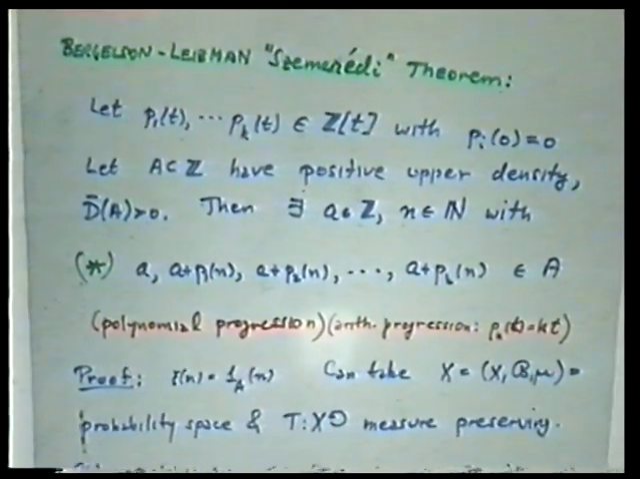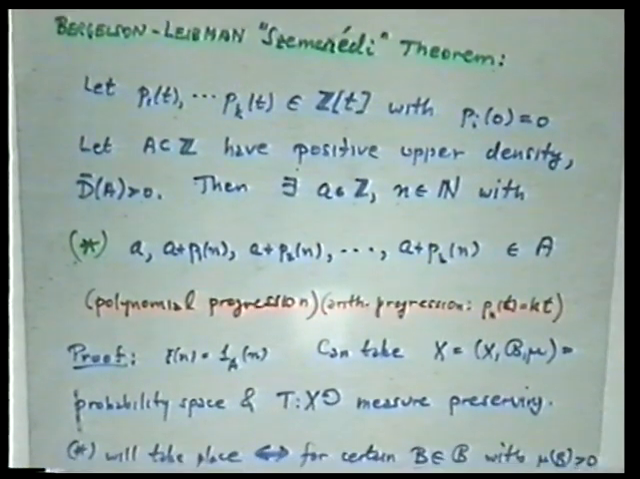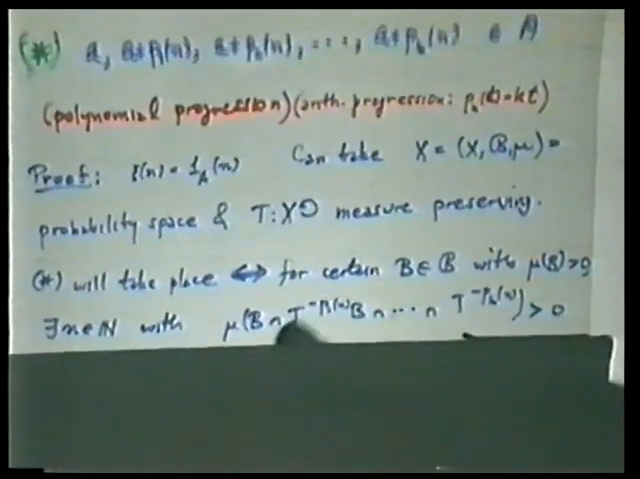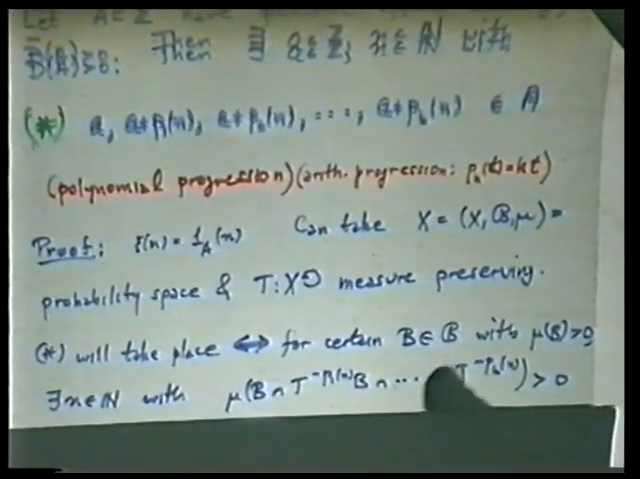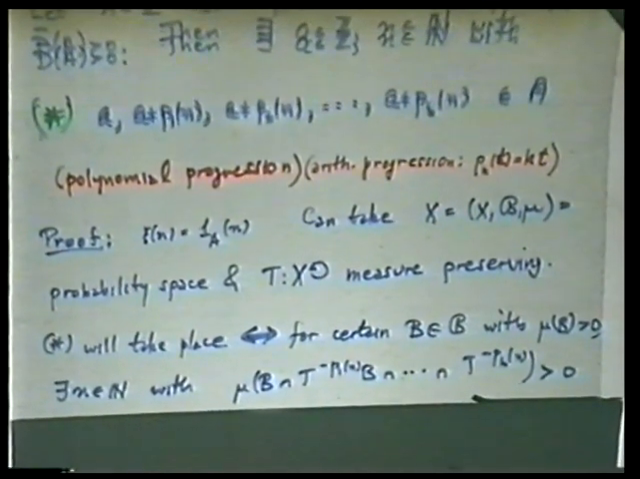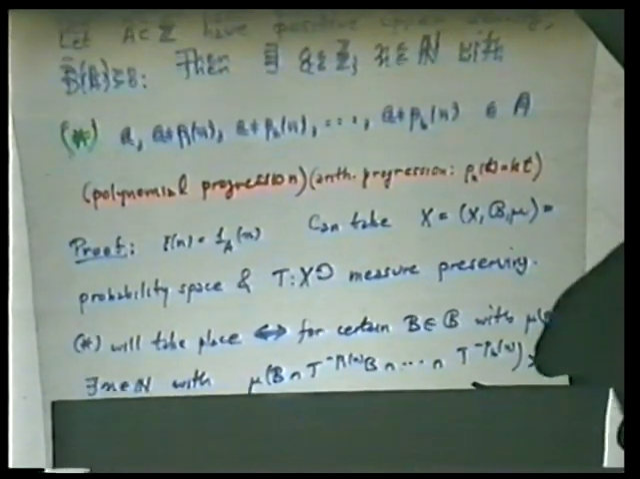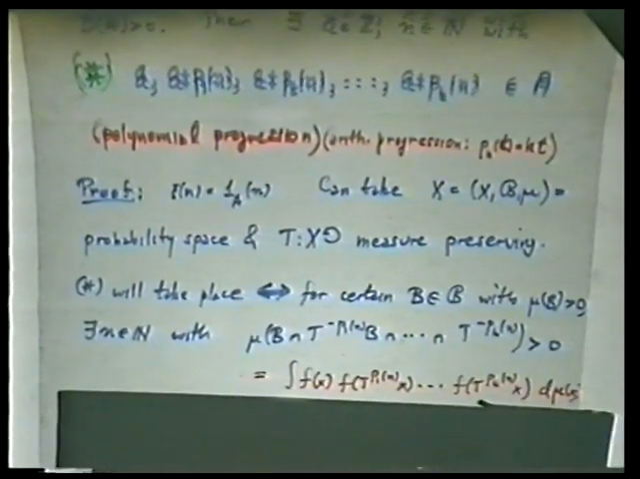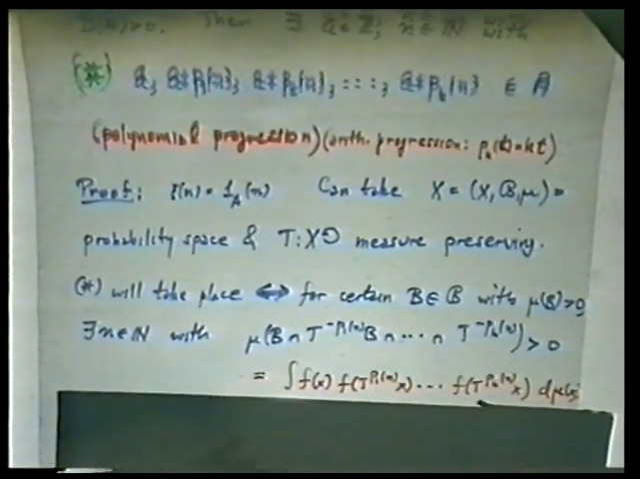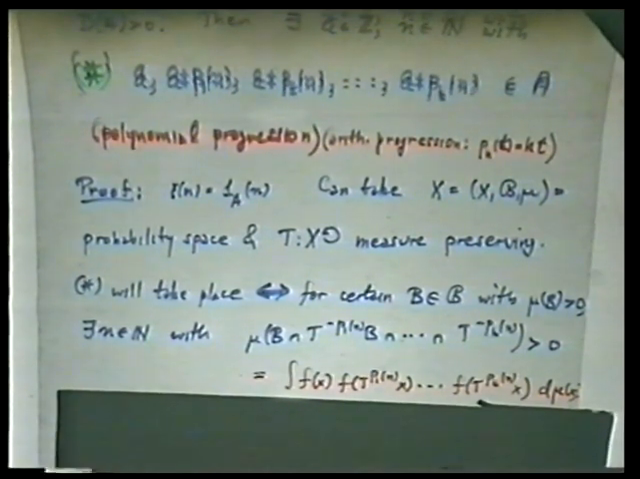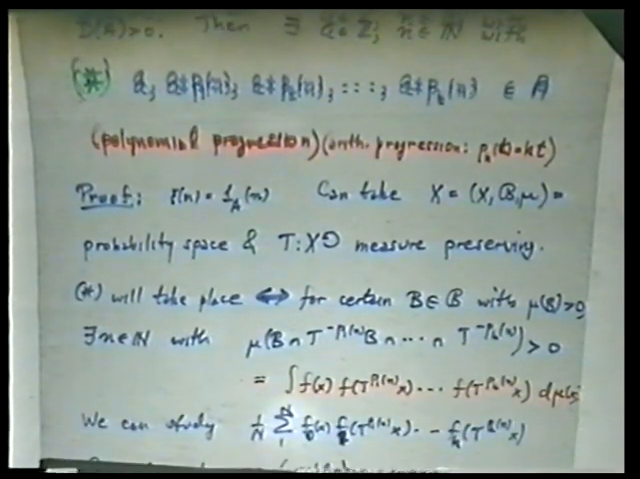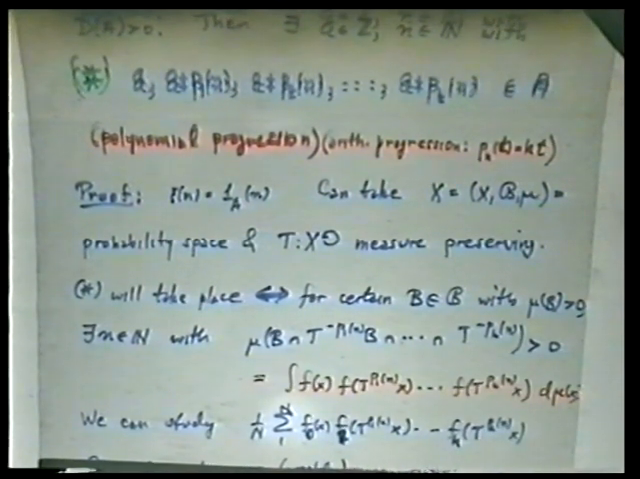Another way of formulating that is by stating that what you want to show is that for some n, an intersection of sets, the set of points in B that return after time p1(n), that also return after time p2(n) up to pk(n), has positive measure. Now that measure is an integral. It's an integral of a function that appears in this picture, namely if I take the function f to be the indicator function of the set B, then this measure is just an integral of a product of functions. And if I want to prove that measure is positive, I want to show that integral is positive for some n. And in ergodic theory, this becomes a natural thing to look at.